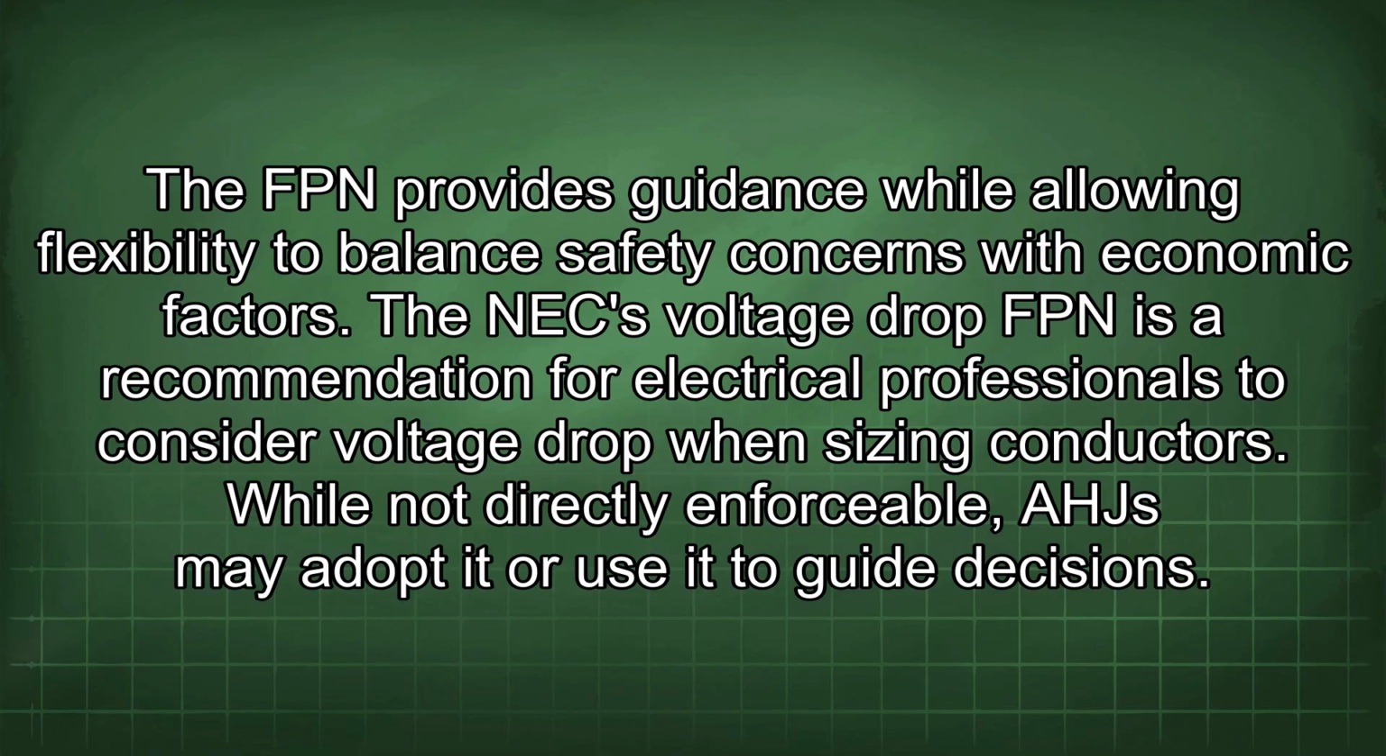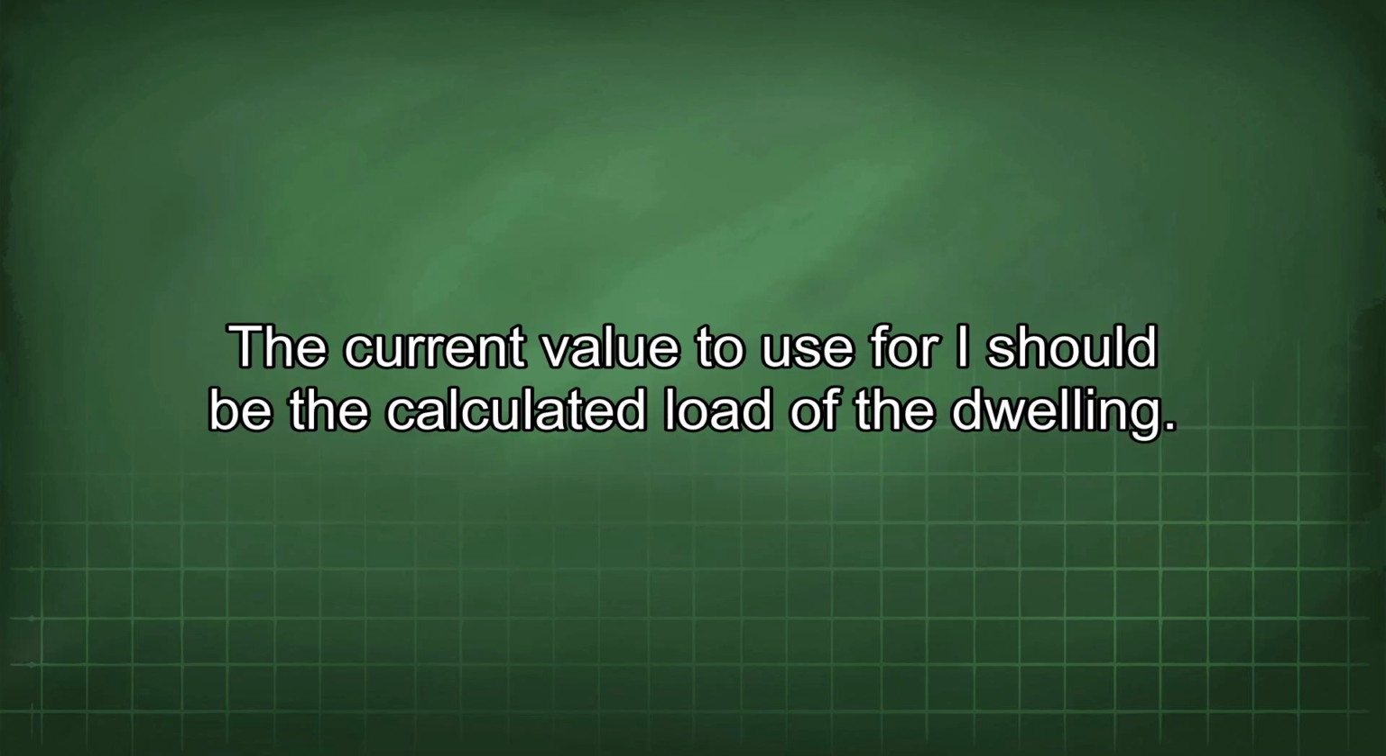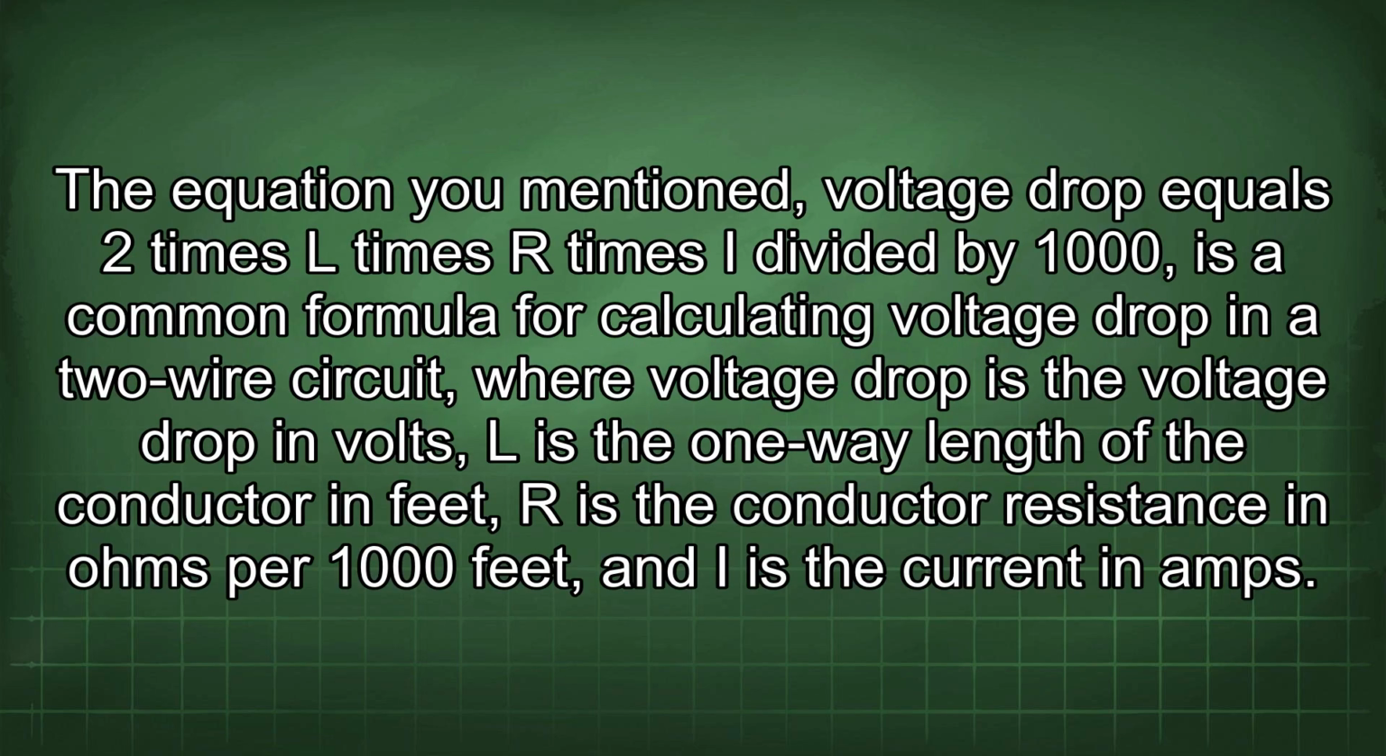The NEC voltage drop FPN is a recommendation for electrical professionals to consider voltage drop when sizing conductors. While not directly enforceable, the AHJ may adopt it or use it to guide decisions. The current value to use for I should be the calculated load of the dwelling. The equation you mentioned, voltage drop equals 2 times L times R times I divided by 1000, is a common formula for calculating voltage drop in a two-wire circuit, where voltage drop is the voltage drop in volts, L is the one-way length of the conductor in feet, R is the conductor resistance in ohms per 1000 feet, and I is the current in amps.